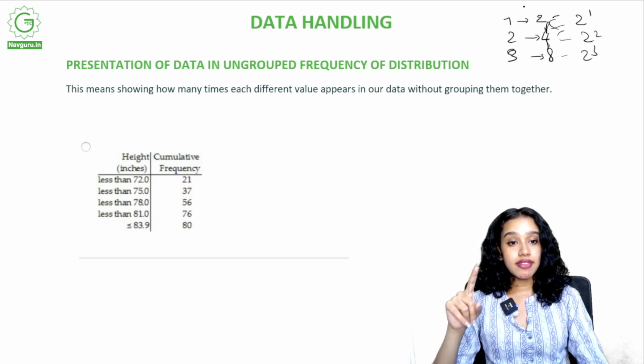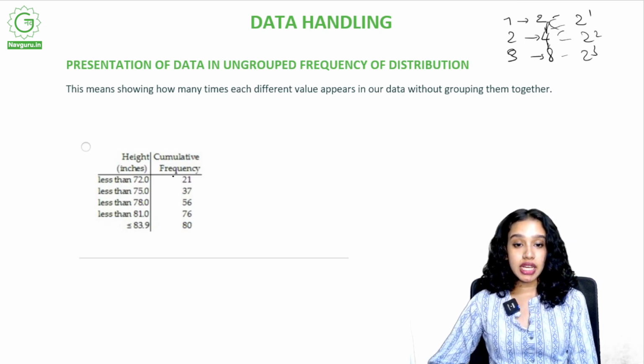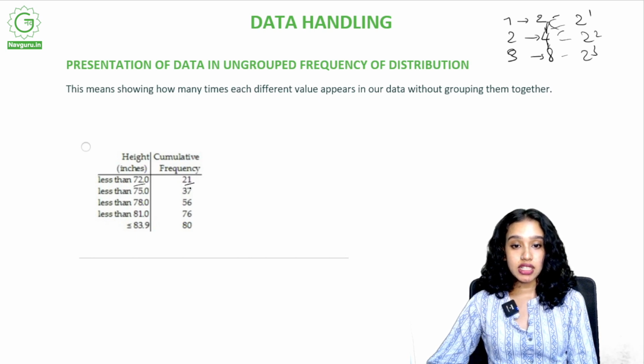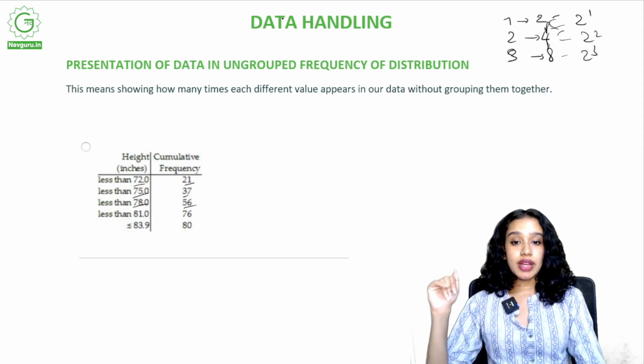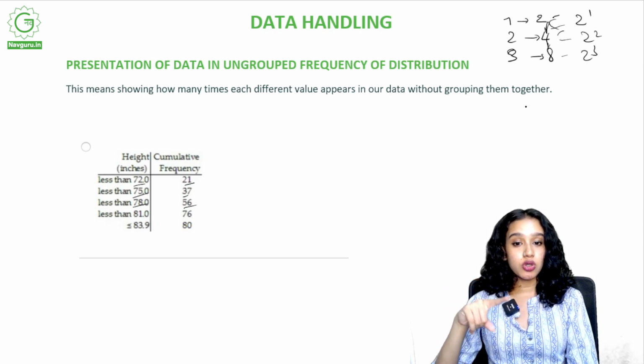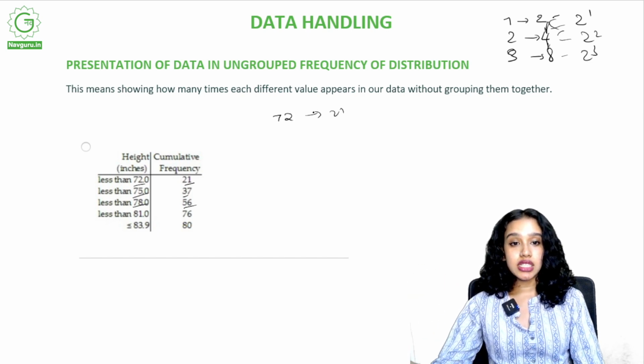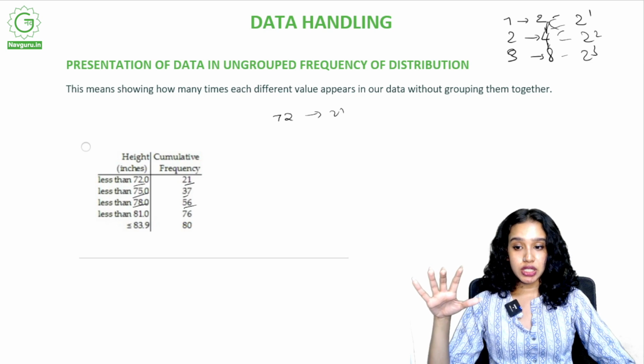Now, what do we have when we have an ungrouped frequency distribution? Like here, when we are talking about heights, we have 21 people with 72 as height. Now, 37 people with 75 as height, right? 56 people at 78 of height, right? So the frequency is very different here. When we arrange the data this way, it shows how many times each different value appears in our data without grouping them together. So we don't have to group them together. Rather, we could just write what their frequency is. That is how we present data in an ungrouped frequency distribution, right?